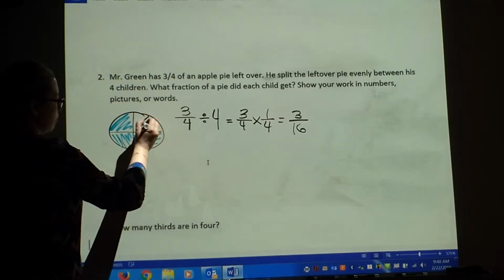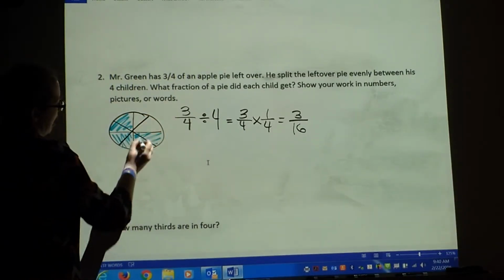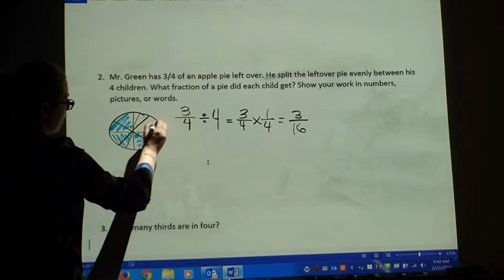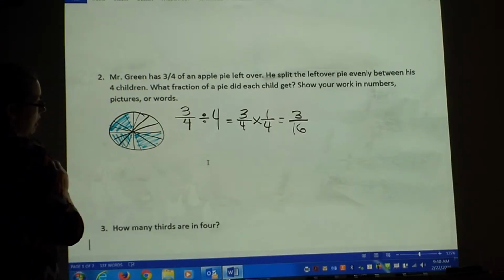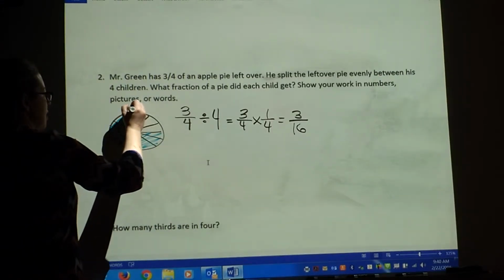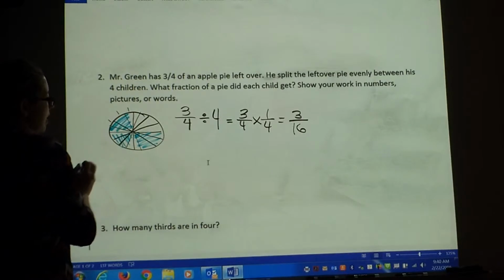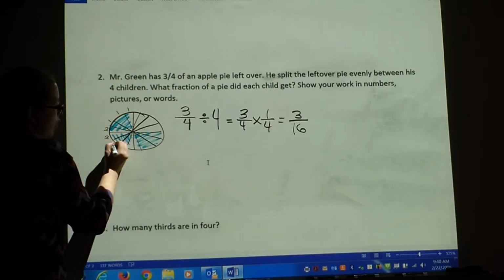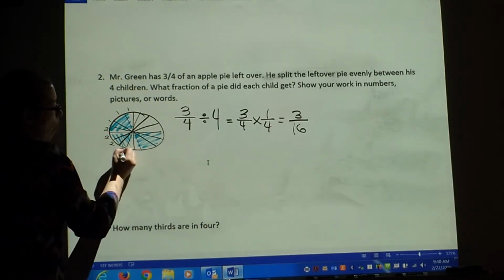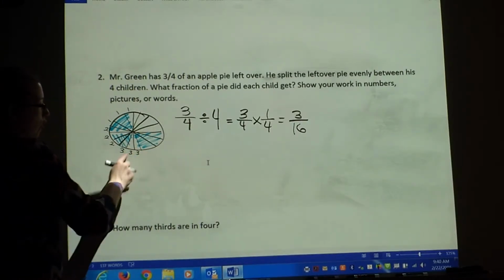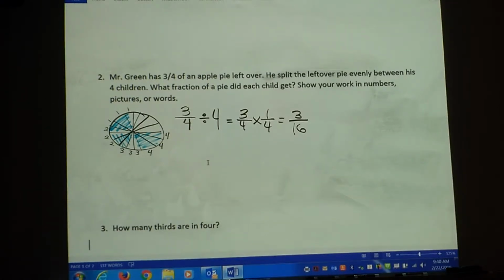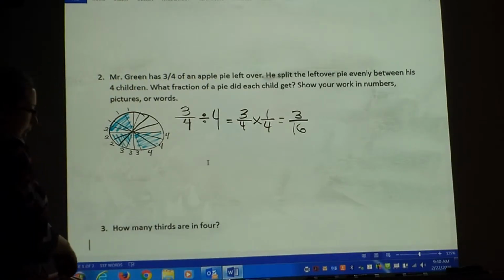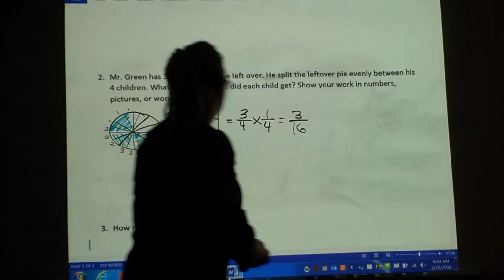So that's 8, and then I have to divide it again into 16ths. And then I can show, all right, this is for the first child. 1, 2, 3 pieces. 1, 2, 3 pieces for the second child. 1, 2, 3 pieces for the third child. And 1, 2, 3 pieces for the fourth child. So, what fraction of pie did each child get? 3/16 in order to divide it evenly.